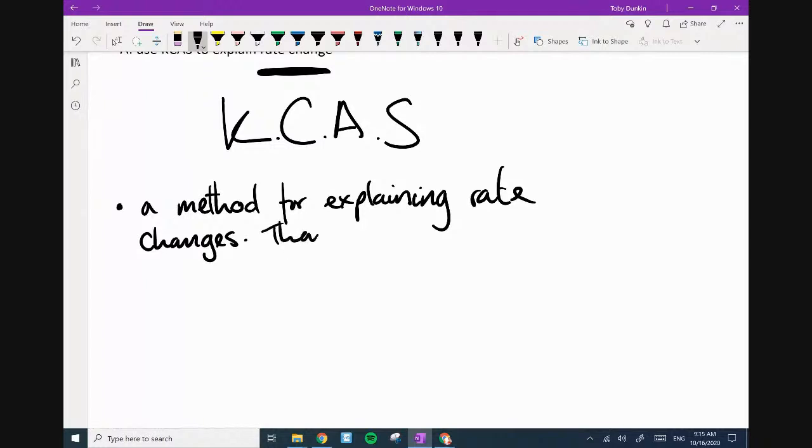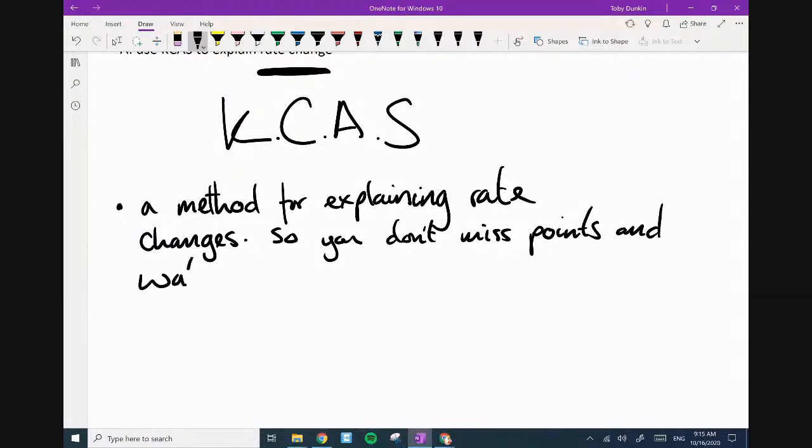a method for explaining rate changes so you don't miss points and waffle.